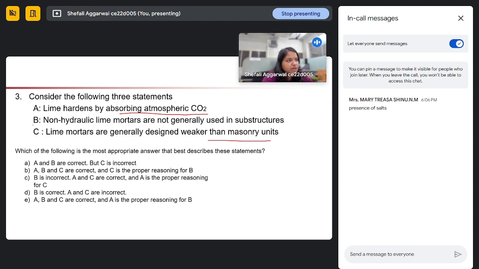A and B are correct, but C is incorrect. A, B, C are all correct, and C is the proper reasoning for B. B is incorrect, A and C are correct, and A is the proper reasoning for C. B is correct, A and C are incorrect. A, B, C all are correct, and A is the proper reasoning for B. Anyone?